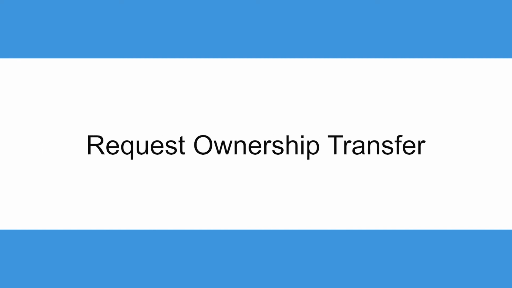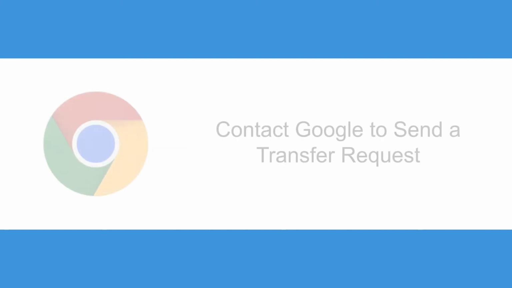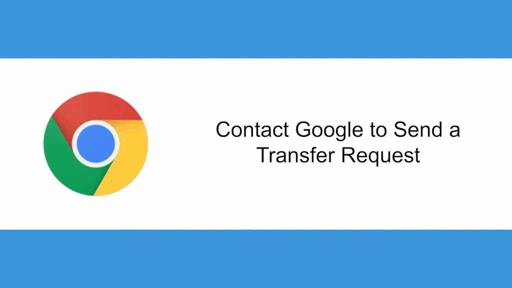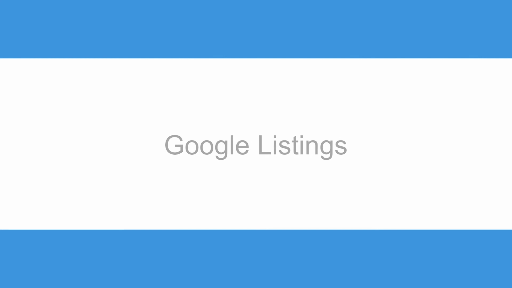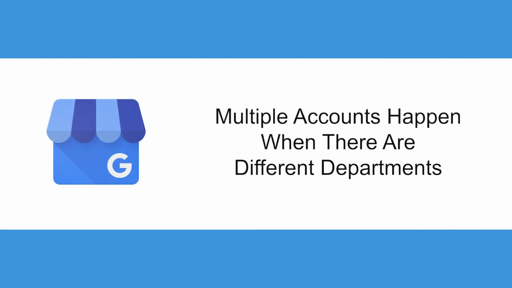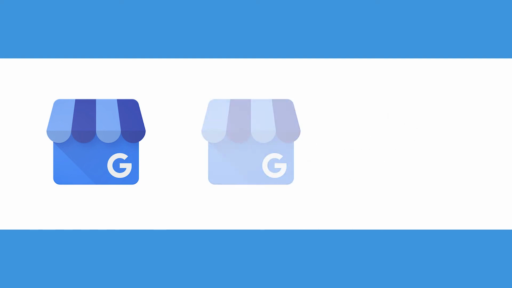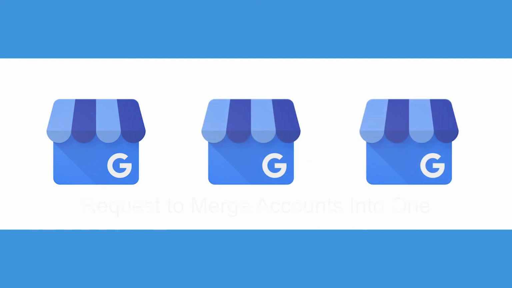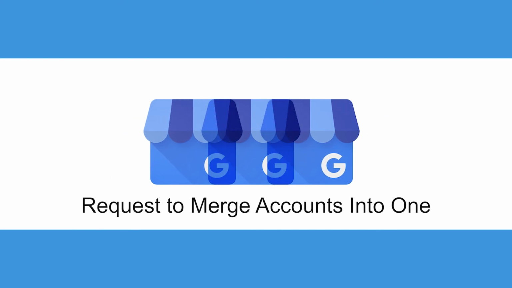Request ownership transfer. If you cannot figure out the password or username for the account, you can contact Google to send a transfer request to the original owner. Google listings. Sometimes, there can be multiple accounts for your business. Often this happens where there are different departments. There should only be one listing for your business. If you find various accounts, you can request they be merged into one.